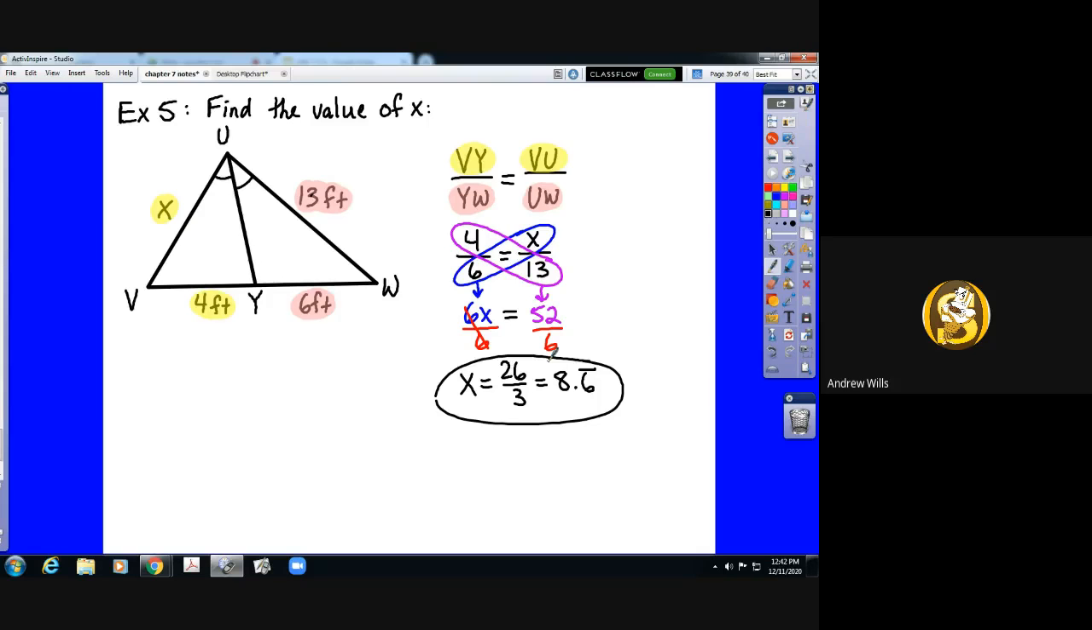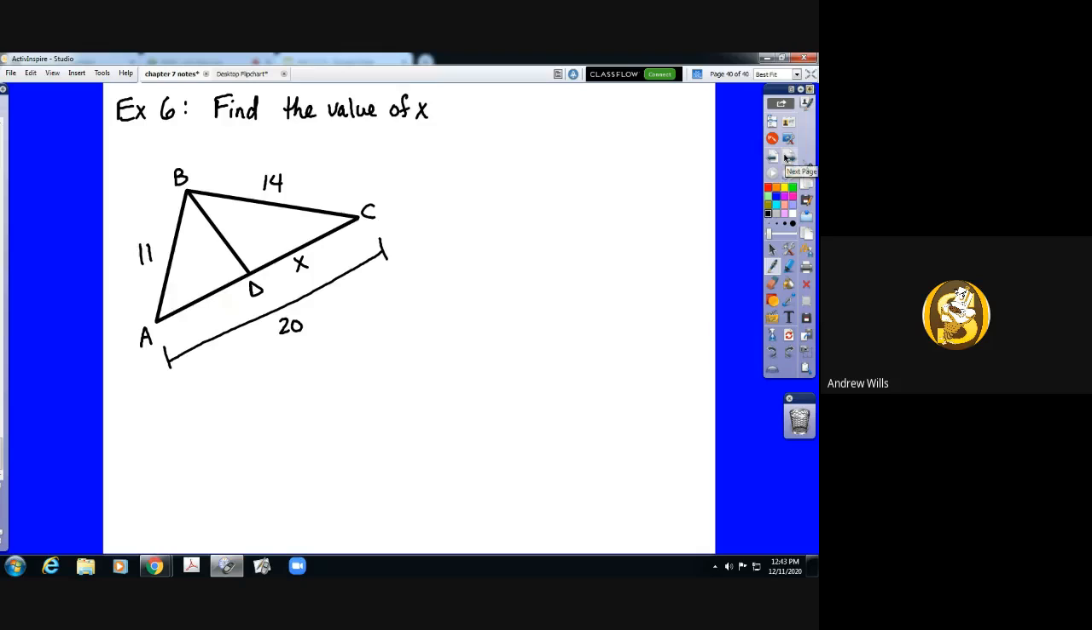Got one more example to go through. Any questions before we advance to the final example? All right then. Here is the third and final example. Okay, once again, we're going to have to consider what the length of AD is. So what is the length of AD in this picture?